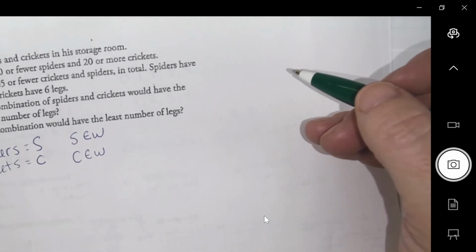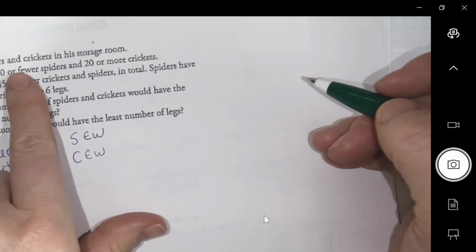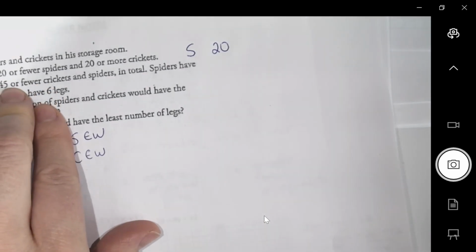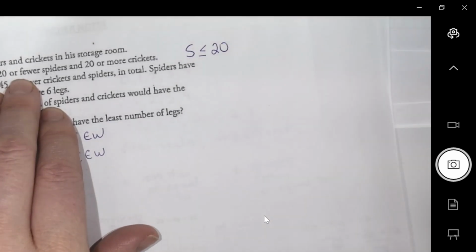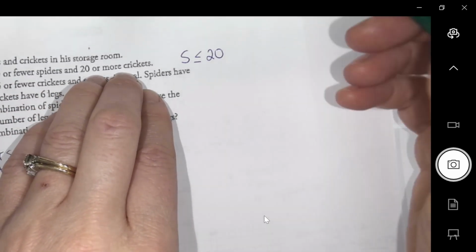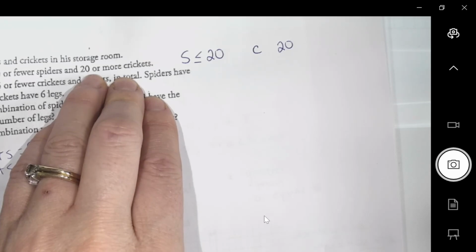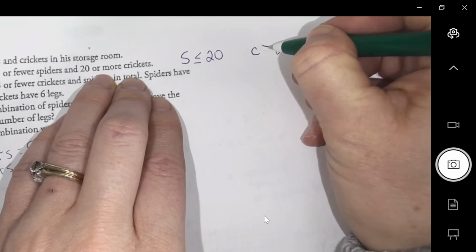Okay, there were 20 or fewer spiders. So spiders, 20. What kind of inequality do you write when it says 20 or fewer? Less than or equal to. Crickets, there's a 20, and when I read it, it says 20 or more crickets. So that would be a greater or equal to.